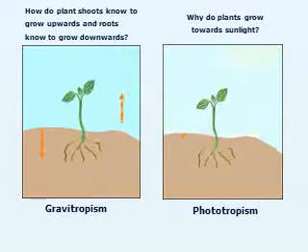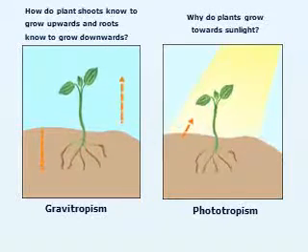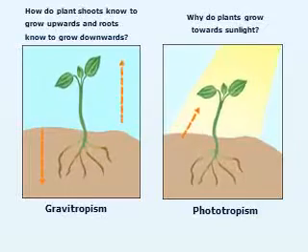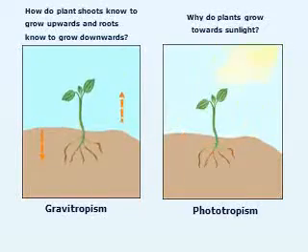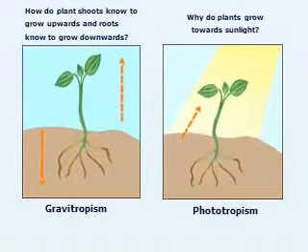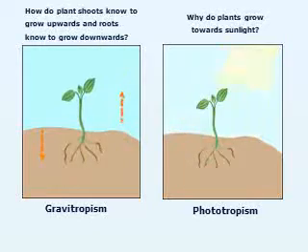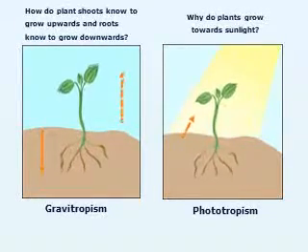Okay, tropism. You need to understand how plants grow upwards and also how the roots grow downwards. The 2 processes are gravitropism and phototropism. Gravitropism, also called geotropism, is downwards. Phototropism is up towards the light. So tropism is a directional growth response.